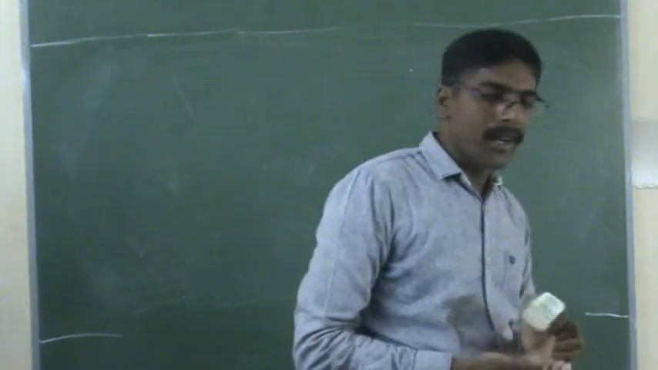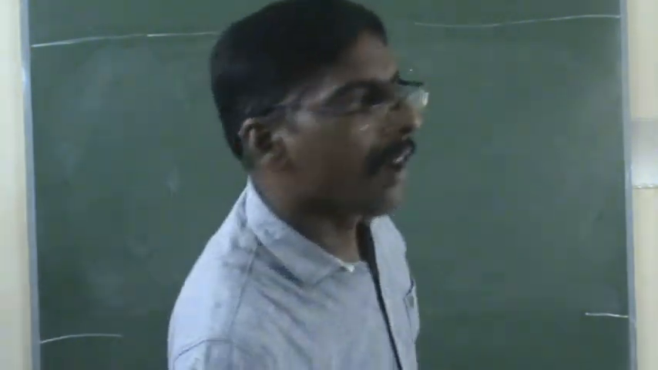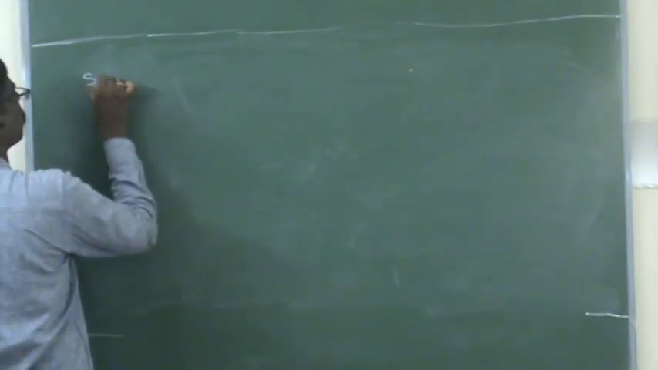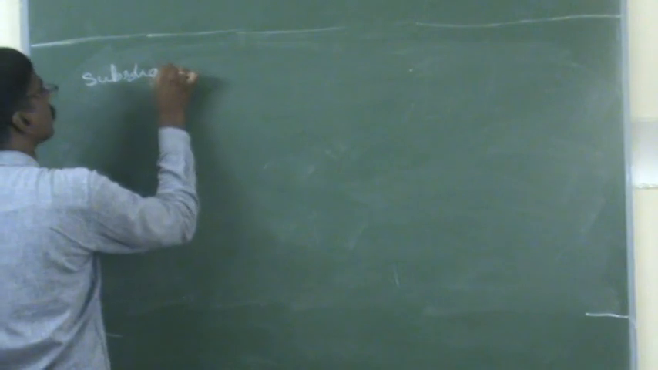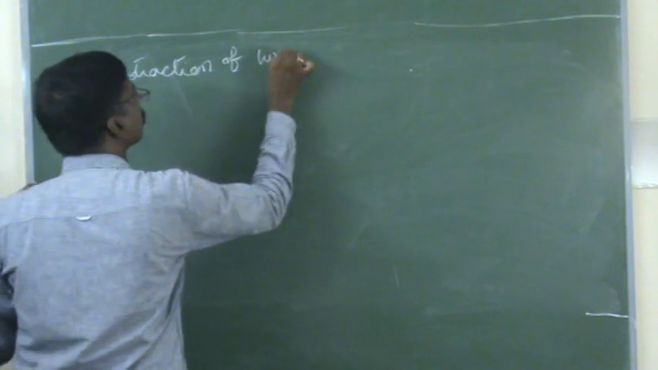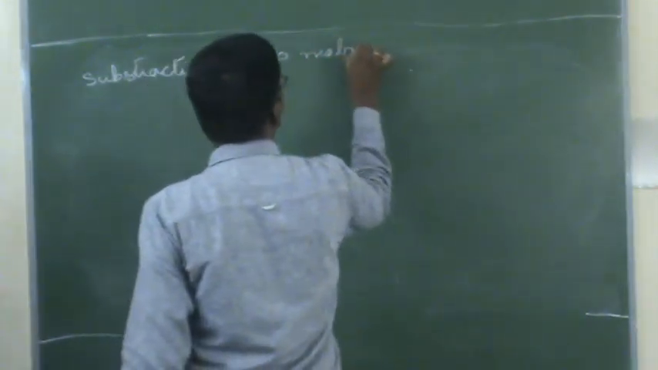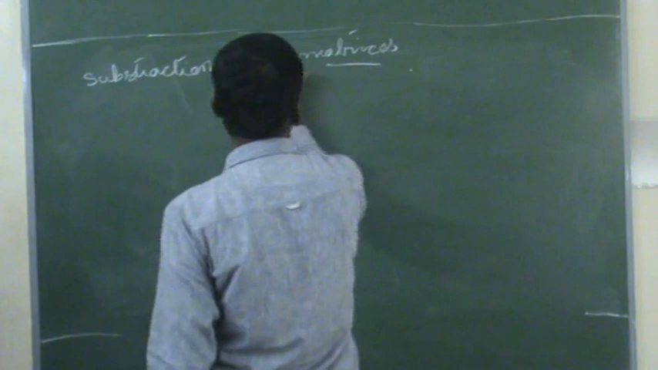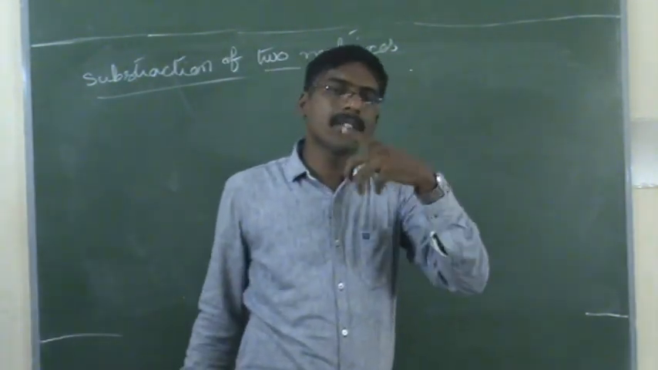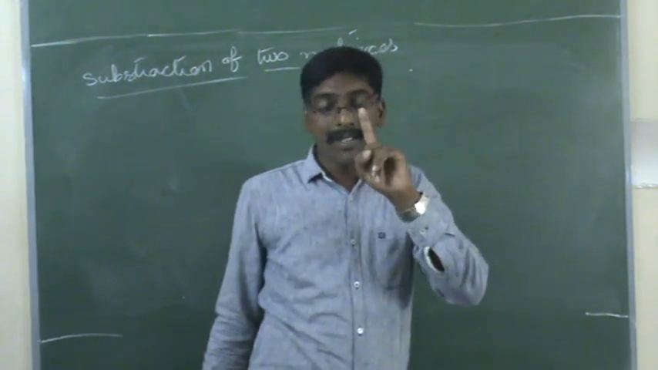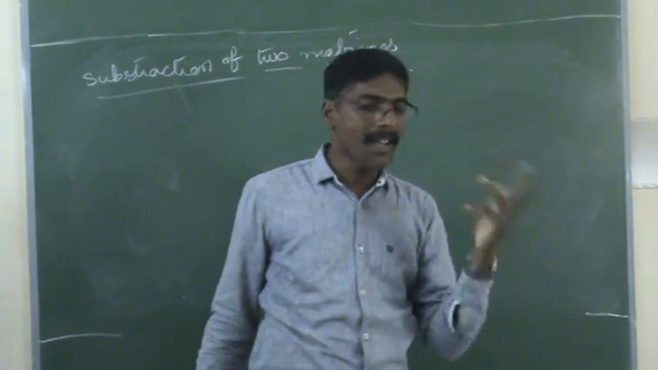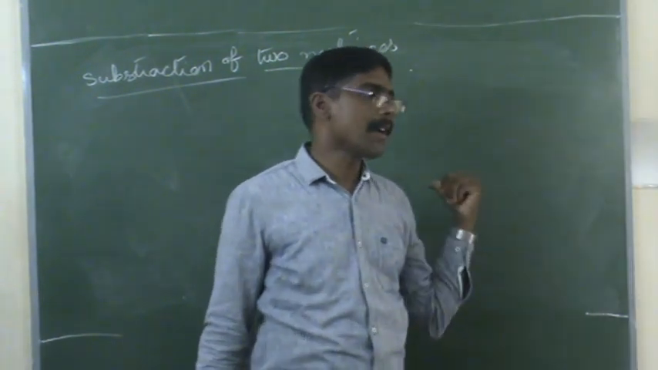Yes. Next one: subtraction of two matrices. I already informed you, addition of the two matrices and subtraction of the two matrices have the same condition. Their order should be same. At that time only addition or subtraction of the two matrices is possible for them.